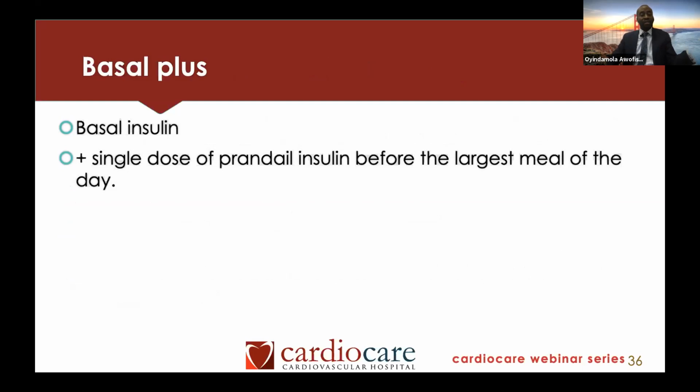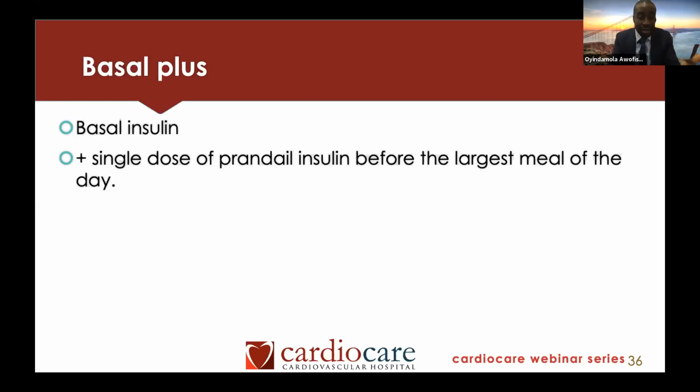But when the basal insulin alone is not working, then we have two options. Either we go to a twice daily premixed insulin, or we do what we call a basal plus. We don't do this basal plus often in Nigeria, and I'll tell you why after. But the basal plus regimen is basically you continue that basal insulin, but the patient now looks at the largest meal of the day and adds a prandial insulin to it.